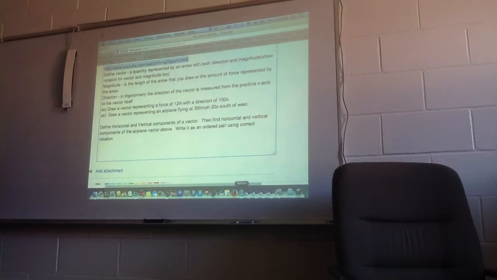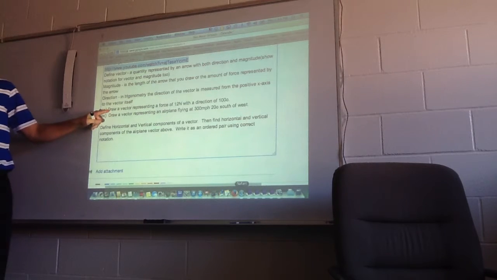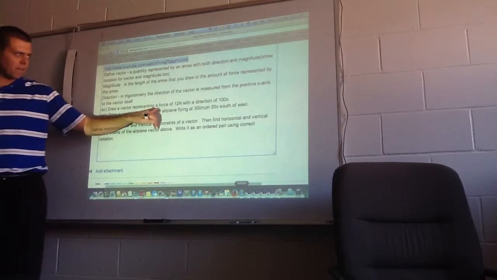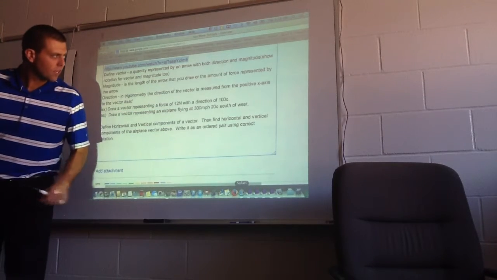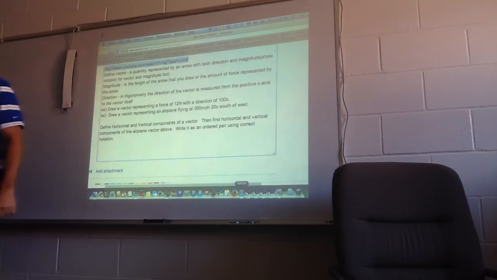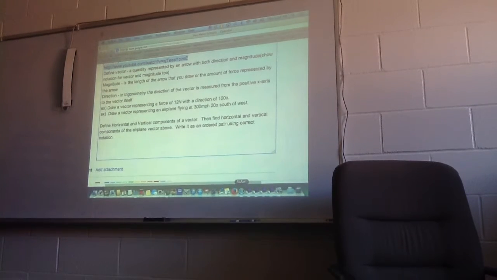So, next thing we're going to do here. You're going to have to be able to take a little story problem like this and make it into a drawing of some sort, the correct arrow that would represent it. So it says draw a vector representing a force of 12 newtons with a direction of 100 degrees.